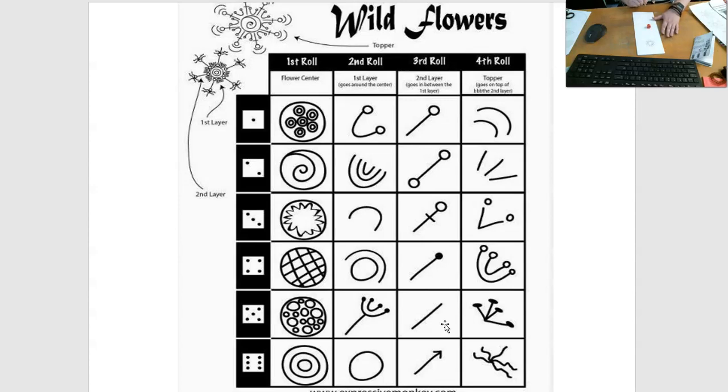There we go. Okay, time for my third roll. A 1. So now I look over here, roll a 1 on my third roll. This is the second layer, and it says it goes in between the first layer. Okay, so now I've done a lot of circles. So I'm going to draw all these little lines with another circle coming out from in between. I'm going to turn it so I can keep going neatly here.